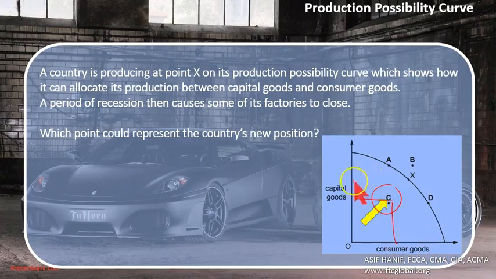Do not shift the production possibility curve. No, the production possibility curve stays in this position. It's just that the economy is undergoing recession. That is why our production has fallen to C. PPC stays the same, even if there is unemployment, even if there is economic recession.